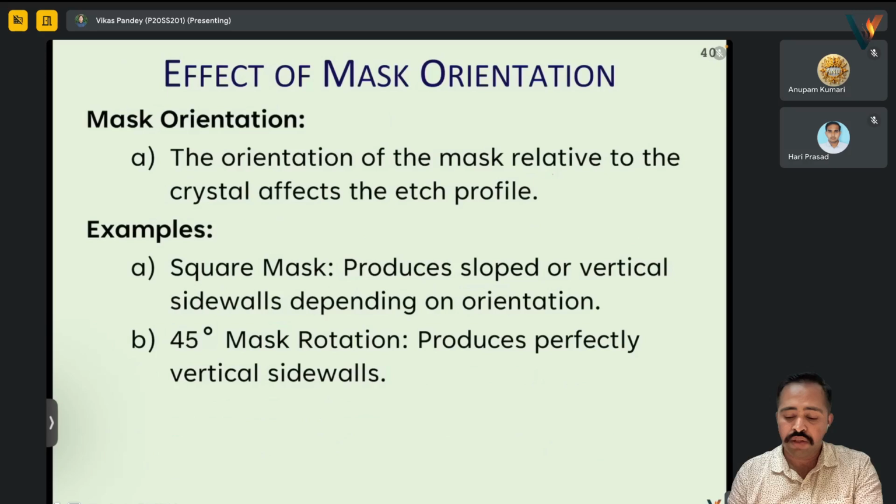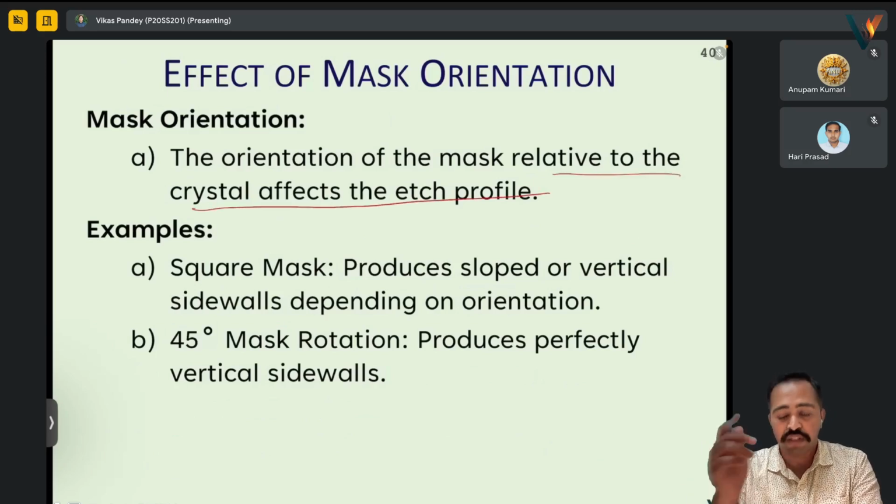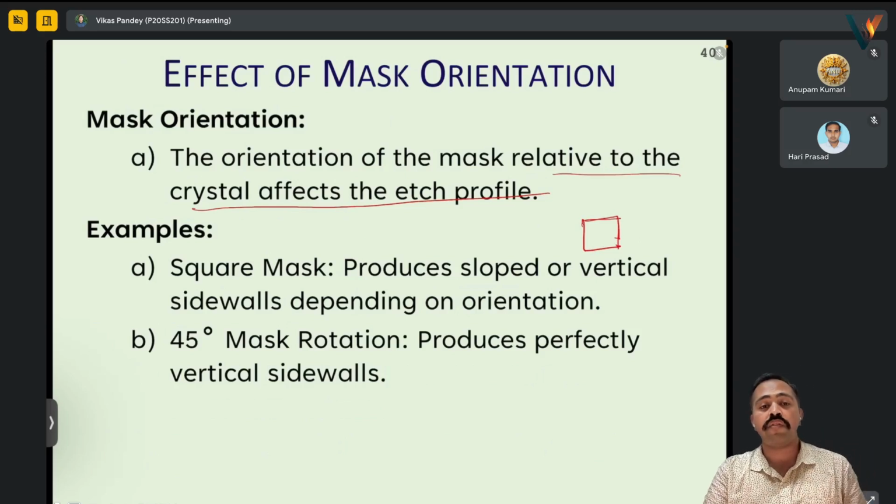The orientation of masks relative to the crystal affects the etch profile. If we have a square mask, that is square in shape, it produces sloped or vertical side walls depending on orientation. So unlike silicon, where it was just silicon, so it was limited by the 111 plane of silicon. But here there are two materials; they have their own orientation. So both of them play a role.